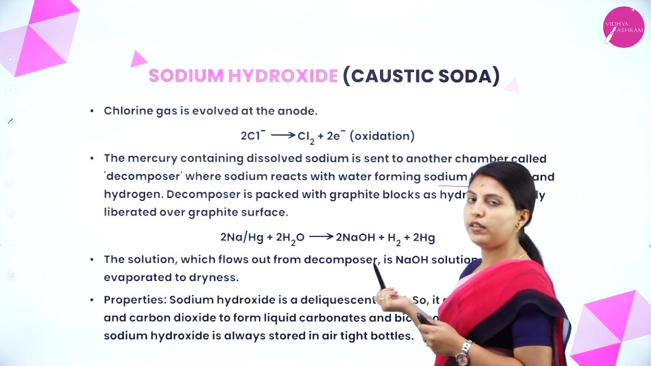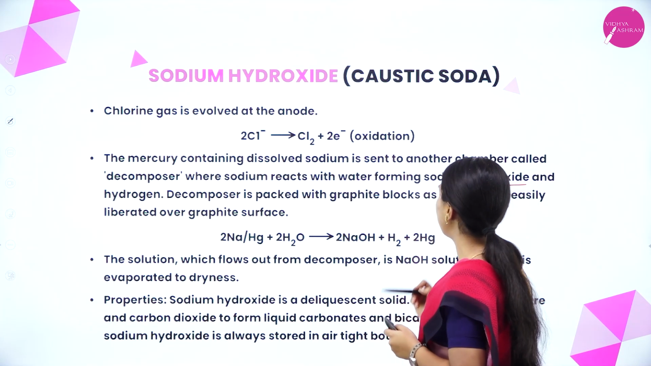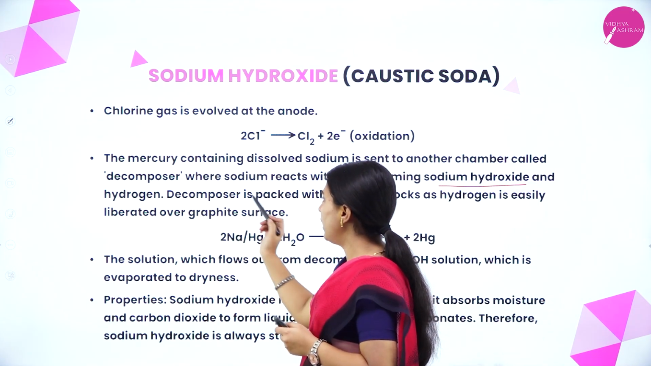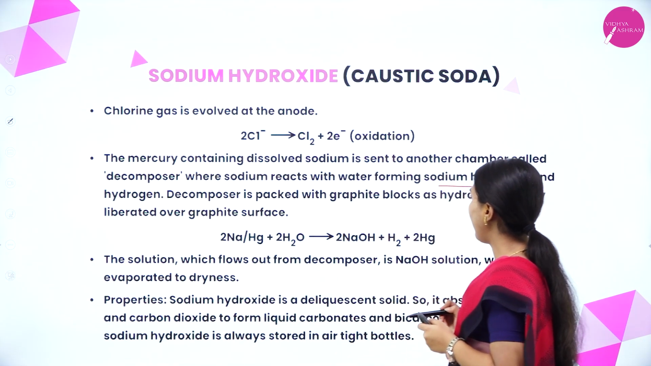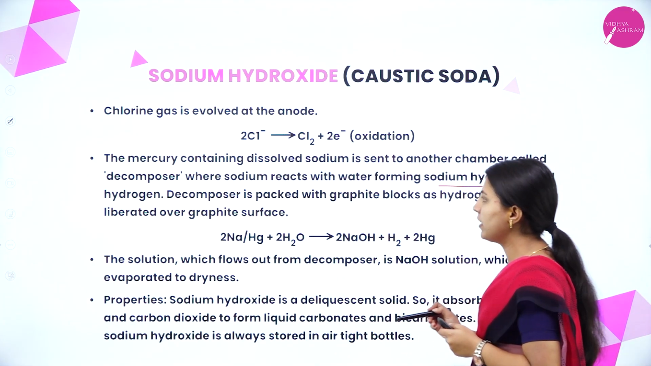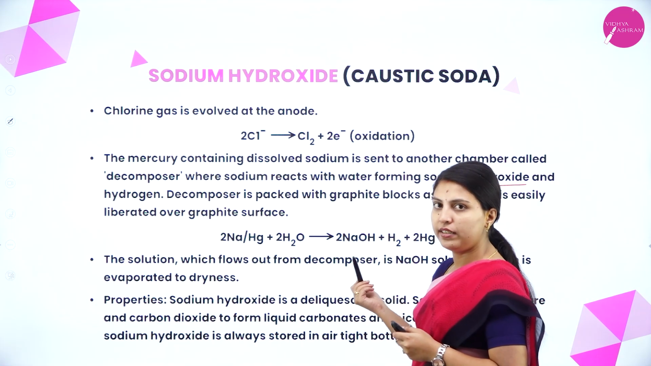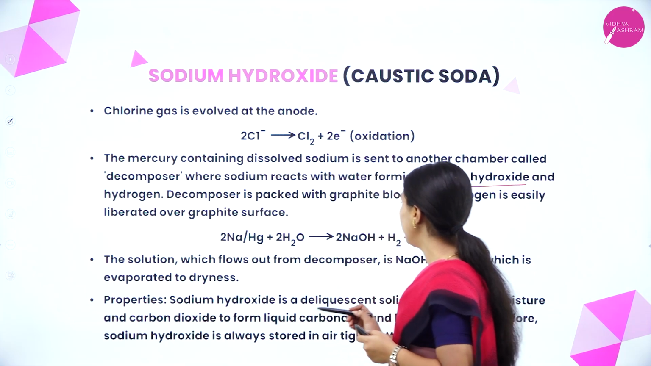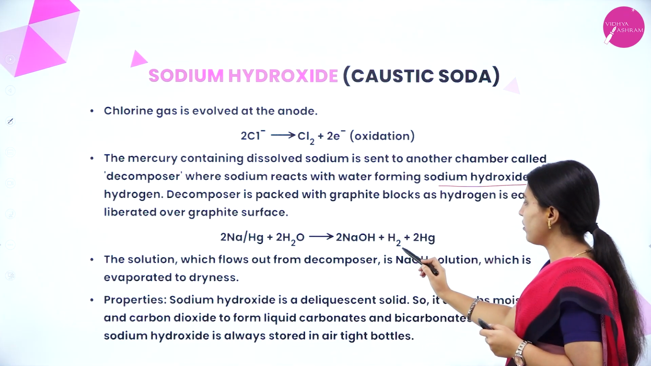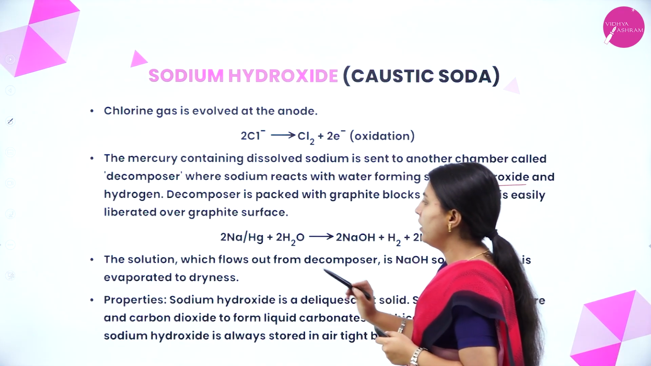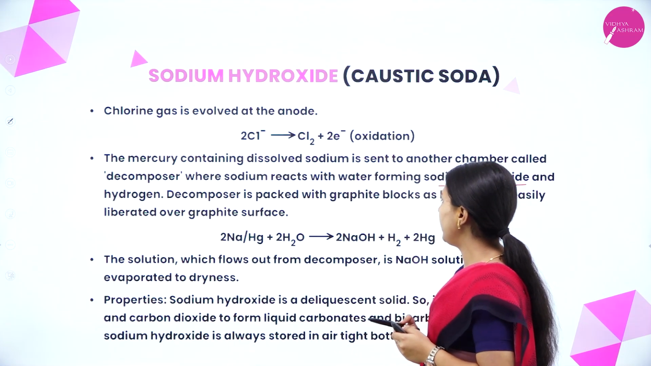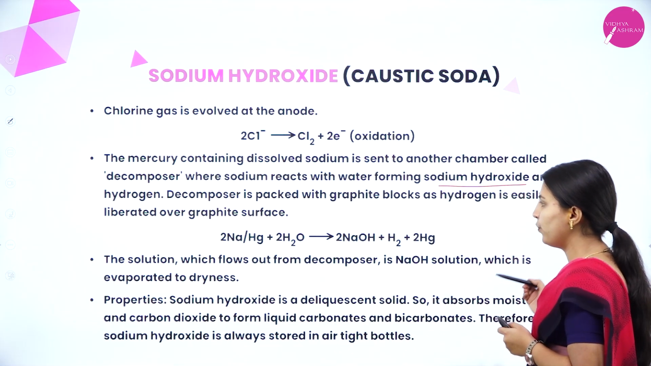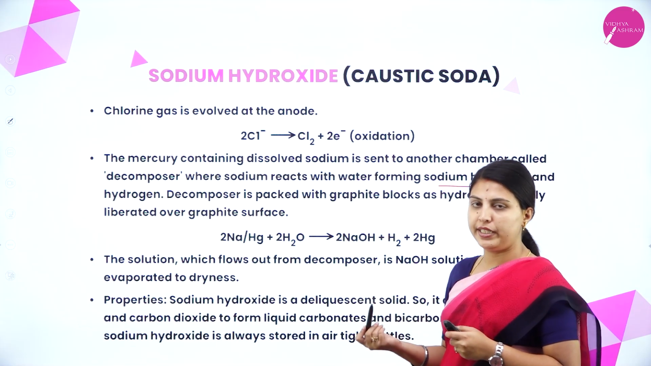After decomposing, it is treated with water to form sodium hydroxide and hydrogen. The decomposer is packed with graphite blocks as hydrogen is easily liberated over graphite. This sodium amalgam is treated with water. It will form sodium hydroxide, hydrogen gas and mercury. The solution which flows out from the decomposer is NaOH solution, which is evaporated to dryness.